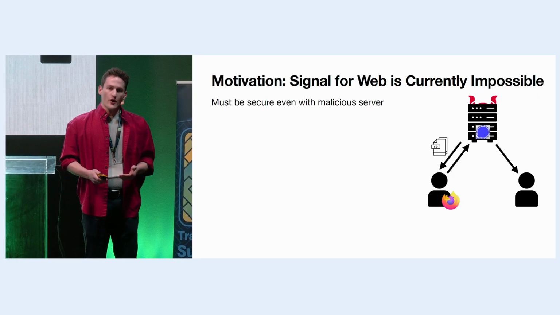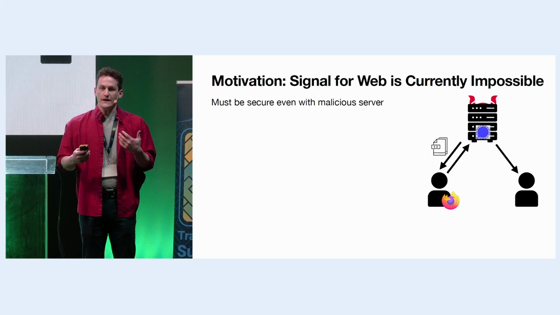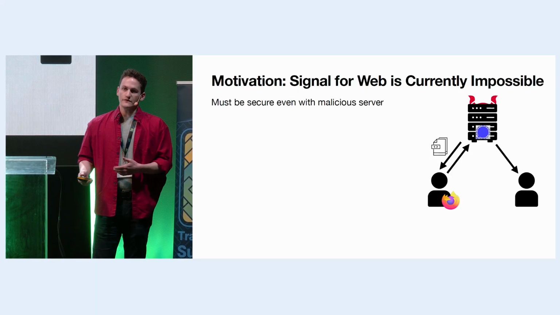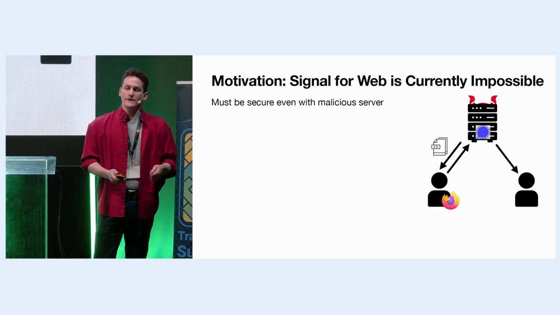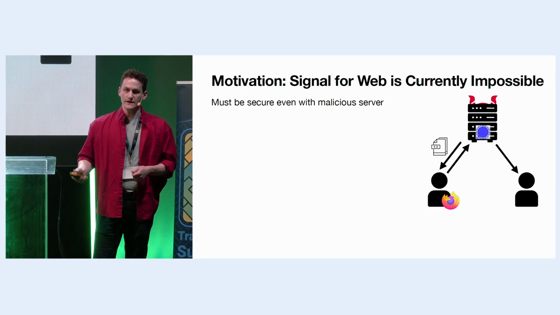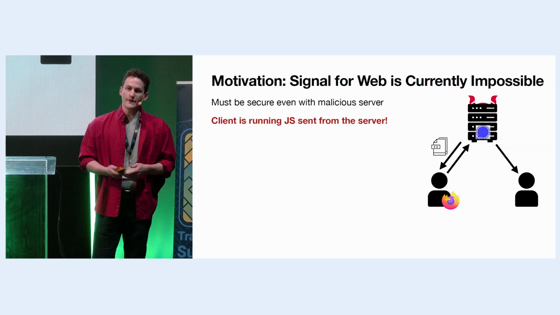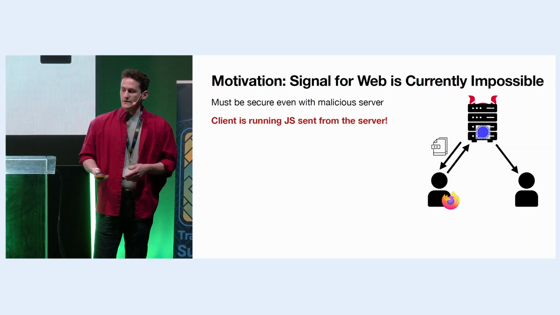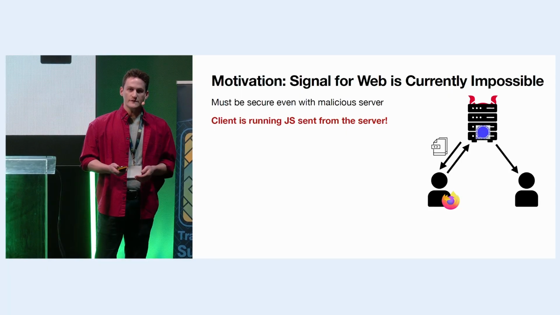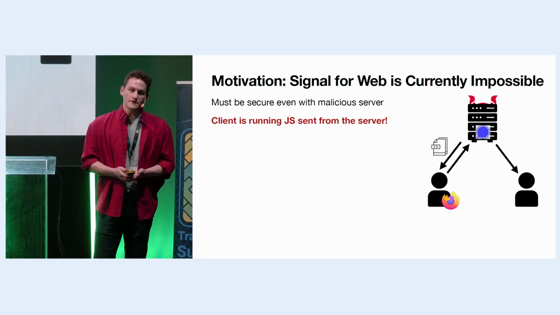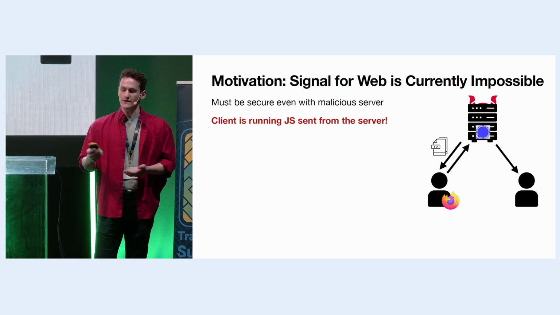And one important property about Signal is that it has to be secure even in the face of a malicious server. If the server decides to act completely maliciously, my messages have to still be encrypted. Unfortunately, this setup makes that impossible. If the server is malicious, it can just serve me malicious JavaScript, and then whatever thing I do for encryption is up to the server. So for example, the server can just send me JavaScript code that exfiltrates all of my messages.